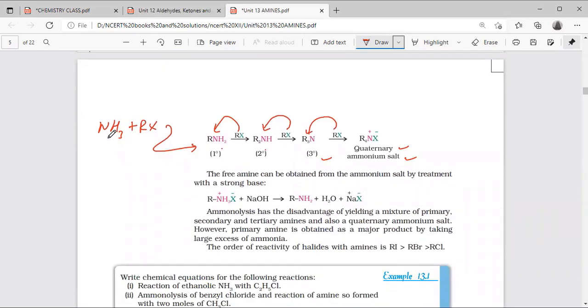Because we are taking ammonia. In the ammonia, all hydrogen bonds are breaking. Here, the first hydrogen bond breaks and R is substituted. Then the second hydrogen bond breaks, then R is substituted. Then the third hydrogen also leaves. Then here it is forming a salt. Understood?